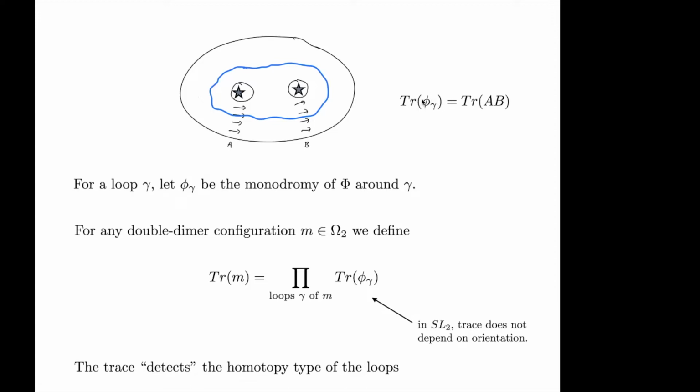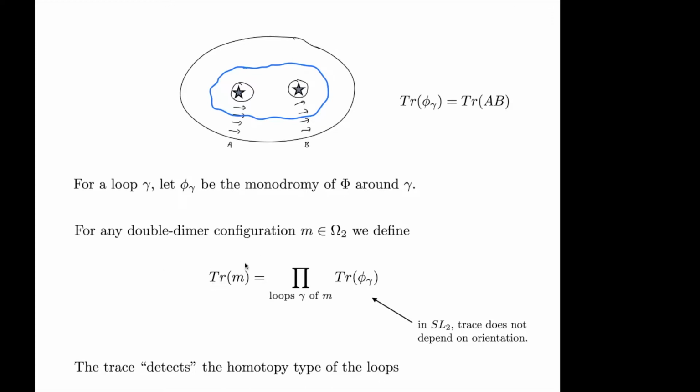And not only does the trace not depend on the base point, it doesn't depend on the orientation. Because the matrix is in SL2, the inverse of an SL2 matrix has the same trace as the matrix itself. So there's a well-defined quantity associated to each loop called the trace. For example, this loop here will be just the trace of AB, where A and B are those 2 matrices on the zippers.